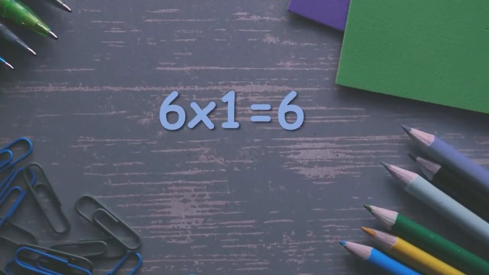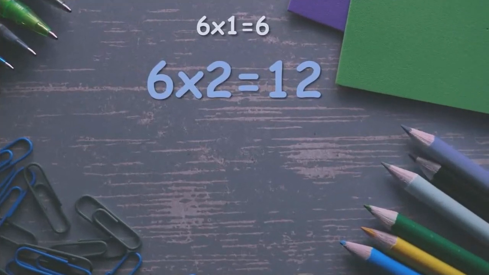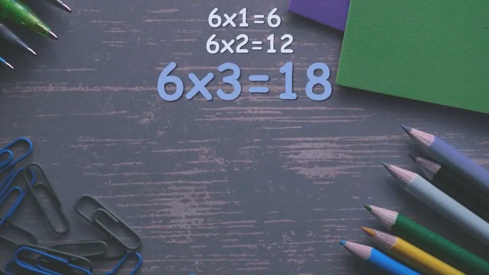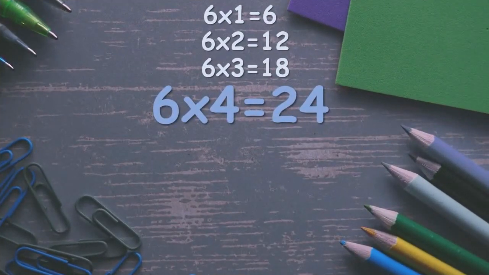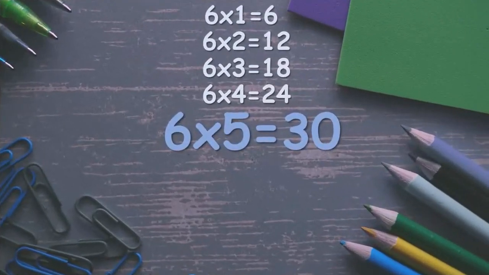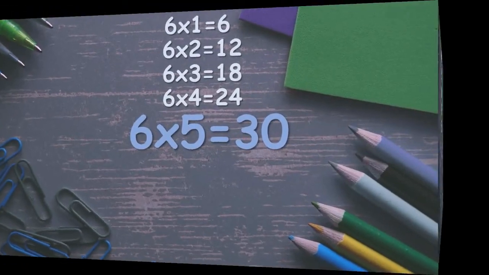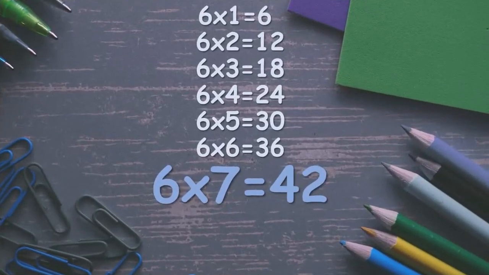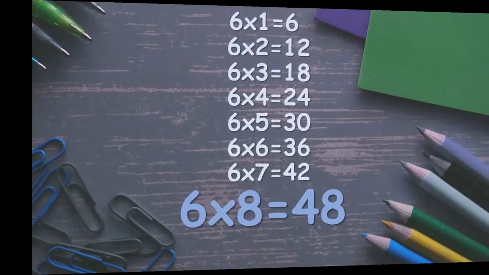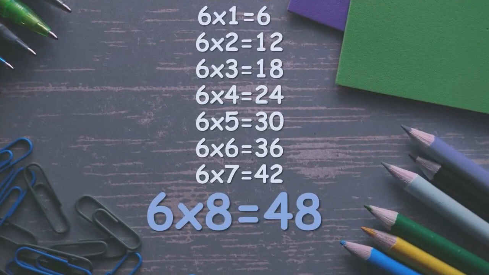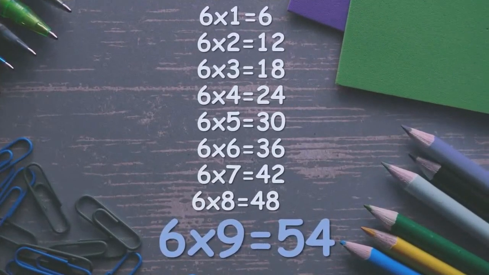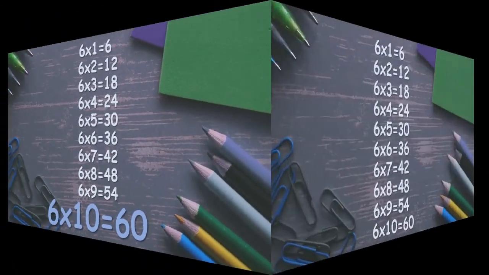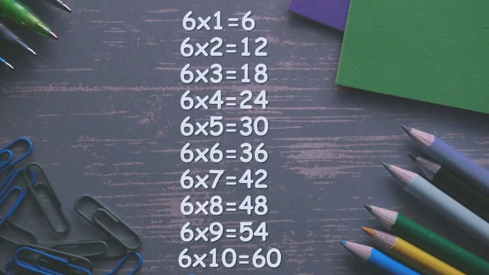Let us repeat. 6 ones are 6. 6 twos are 12. 6 threes are 18. 6 fours are 24. 6 fives are 30. 6 sixes are 36. 6 sevens are 42. 6 eights are 48. 6 nines are 54. 6 tens are 60. So friends, this is multiplication table of 6.